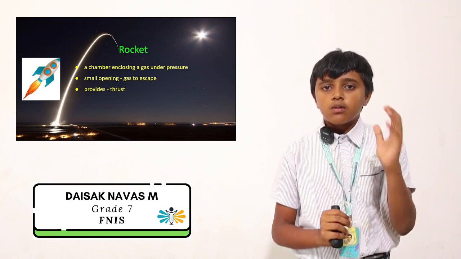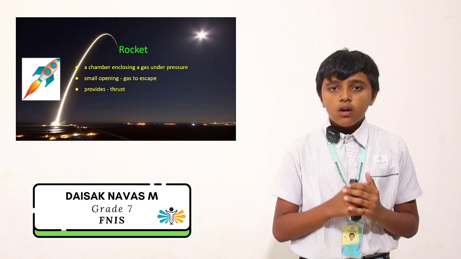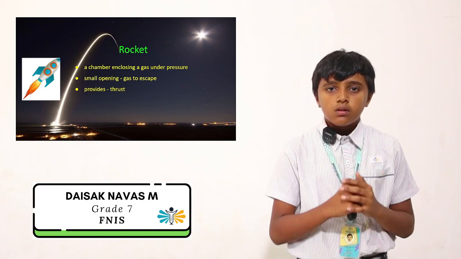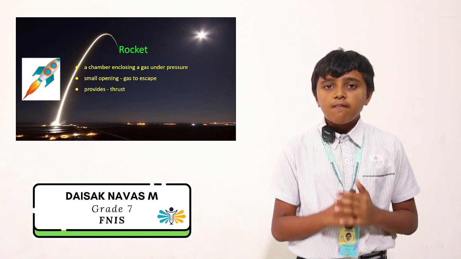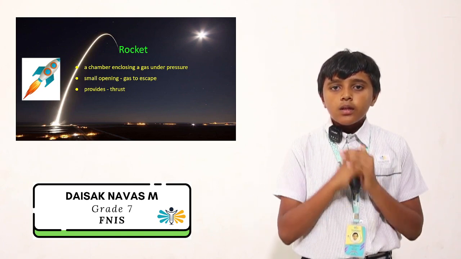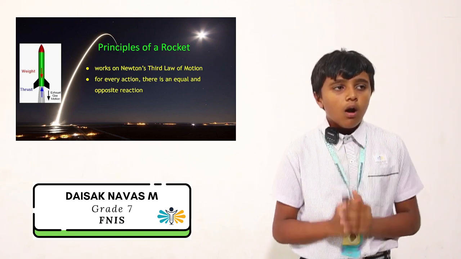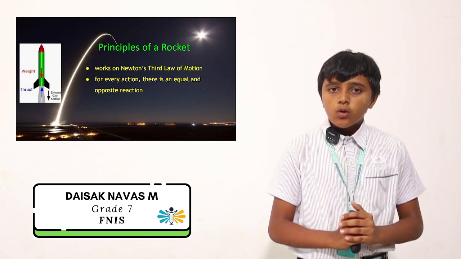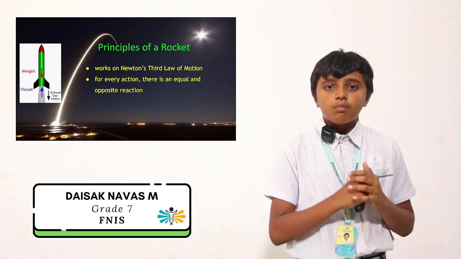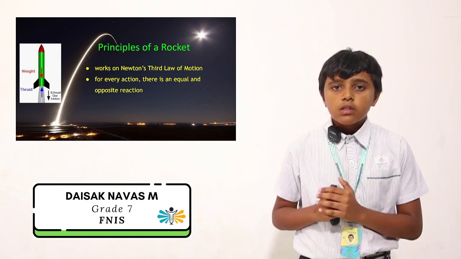Now we will see about its principles and characteristics. A rocket works on Newton's third law of motion. It states that for every action there is an equal and opposite reaction. It also states that objects at rest will stay at rest and objects in motion will stay in motion unless acted upon by an unbalanced force. It ejects fuel out its back.